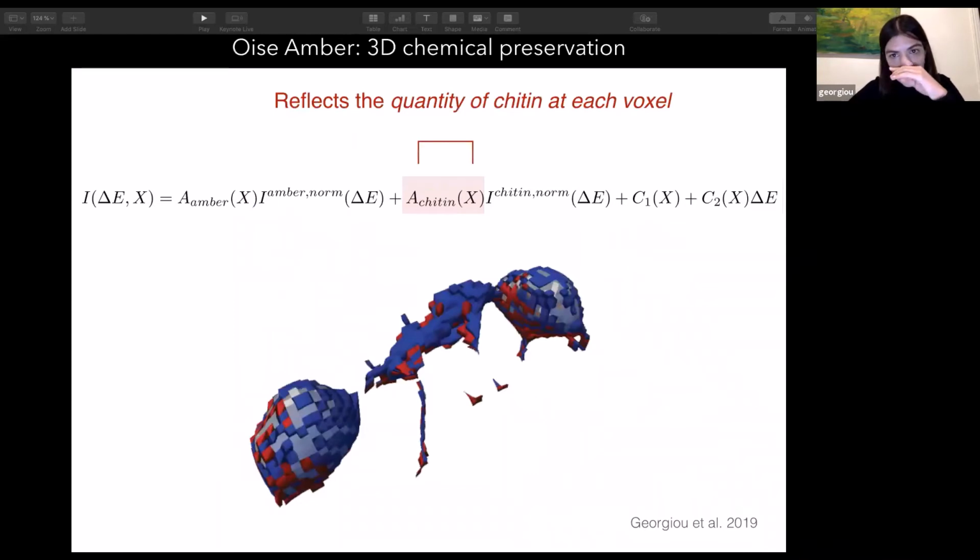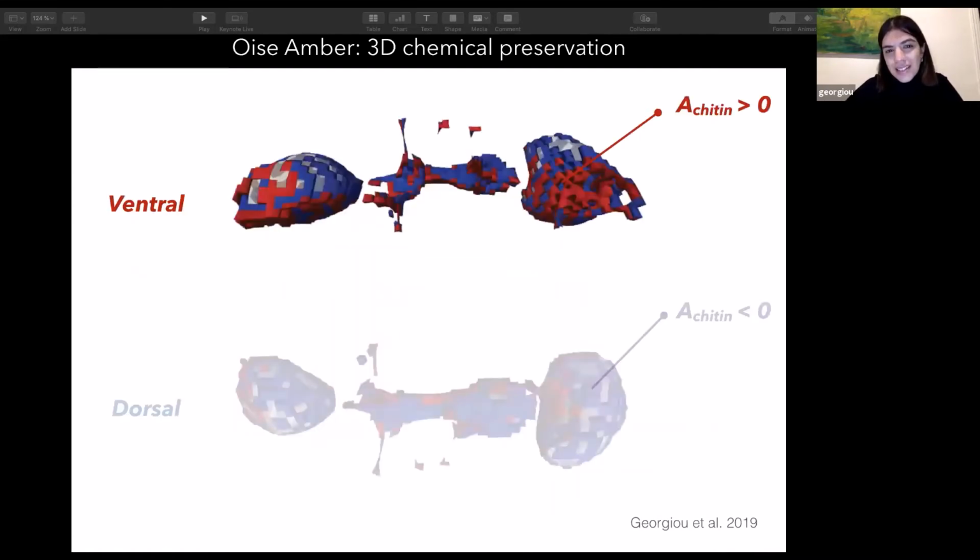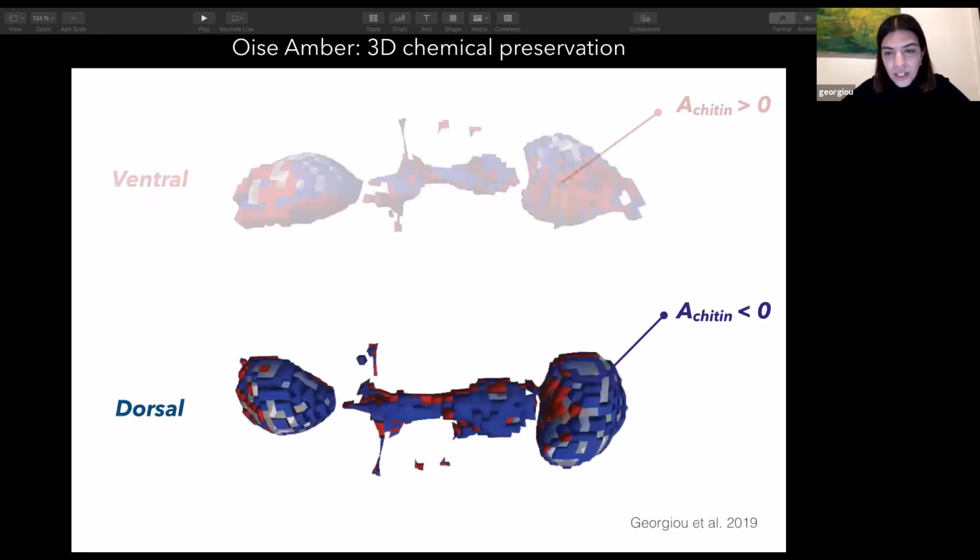By plotting the chitin parameter, we could visualize our ant three-dimensionally, and we can see that far from the surface, we have a chemical signature that is close to our chitin standard. And in the dorsal exoskeleton, close to the surface, we have another chemical signature.